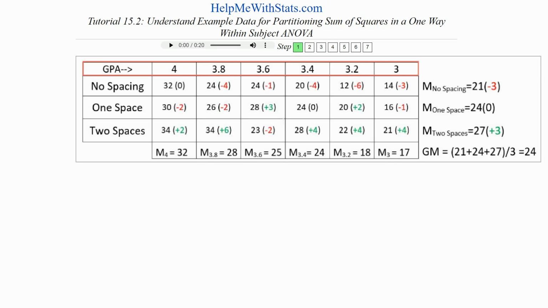HelpMeWithStats.com was used to create this tutorial that can help us understand example data for partitioning sum of squares in a one-way within subject ANOVA.